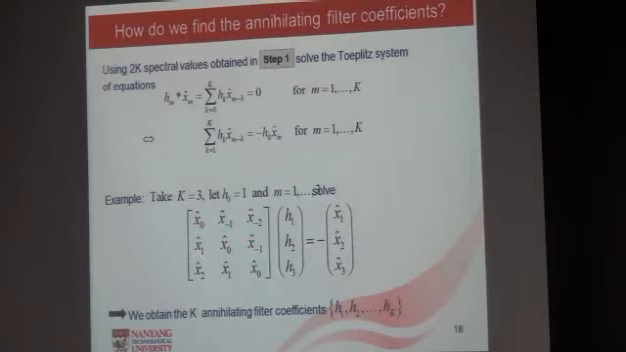So the diagonals are the same. This is a Toeplitz system of equations, and we simply solve it for h1, h2, h3, which correspond to our annihilating filter coefficients. If you look at the components of the matrix of the Toeplitz system, they are actually the spectral values. And remember, we already got 2K spectral values, so we can easily find this system of equations.